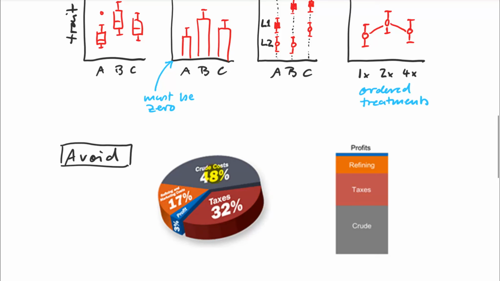Those 48%, they almost look the same as the 32%, right? So if you look at this, wow, taxes are as much as crude costs. That's crazy. But if you look at it in a bar chart, it's much easier to assess the sizes of the different classes accurately. So these are generally not accepted in science.